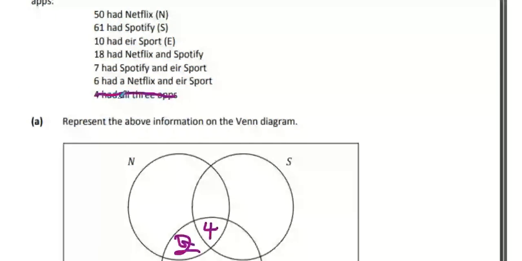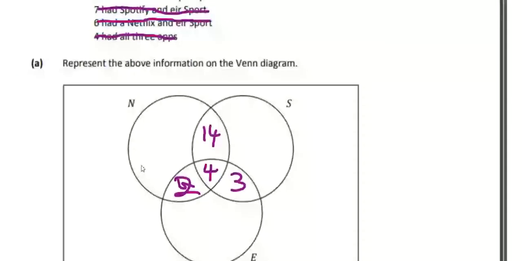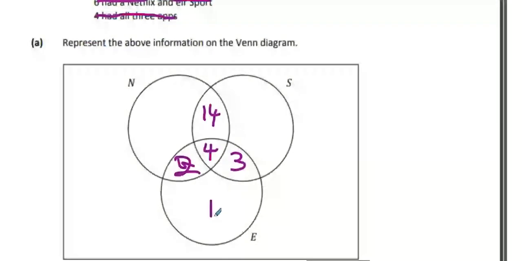Next one. 7 had Spotify and Air. So what's that? 3. And then what's next? 18 had Spotify and Netflix. 14. Right. 10 had Air Sport in total. So what's that mean? 1 on the outsides.